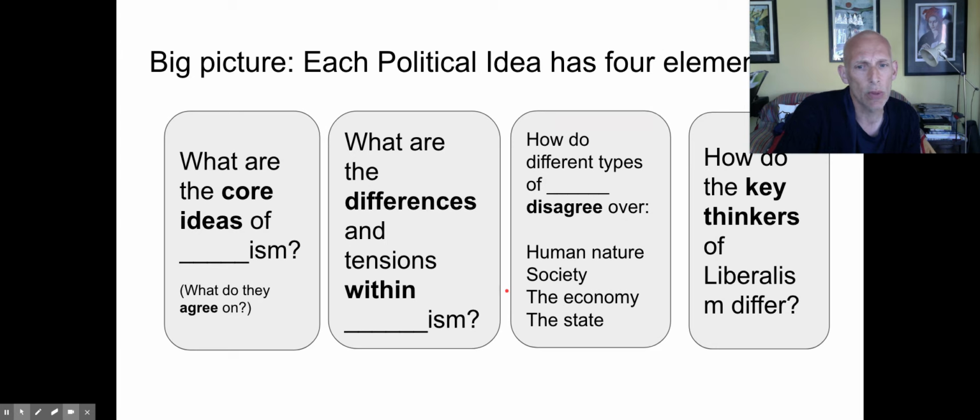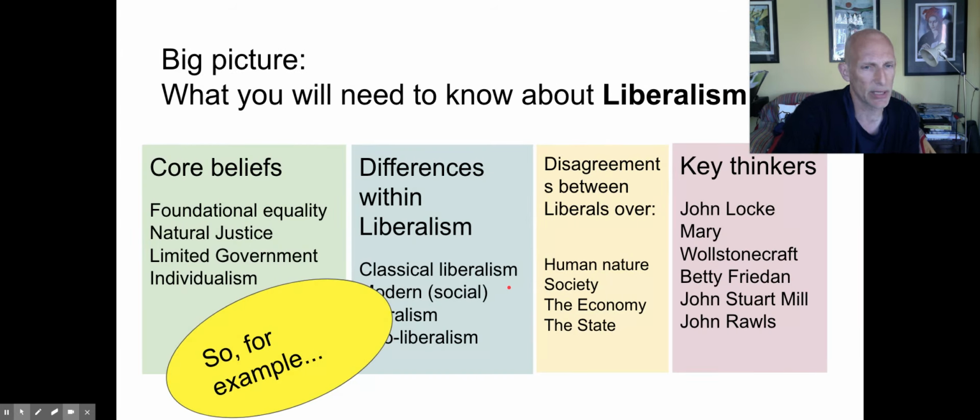Okay, so for liberals, for example, it looks a bit like this. Here are some key things they all agree on. Here are some different types of liberals, classical liberals, modern, and we've got some neoliberals we've just covered up by the yellow bubble there. So the 4 key themes, and then the 5 liberals we're going to think about are John Locke, Mary Wollstonecraft, Betty Friedan, John Stuart Mill, and John Rawls. There's a lot of Johns there. And similarly, when you do the 5 conservative key thinkers, you'll just be looking at those 5 and making sure you know them inside and out.